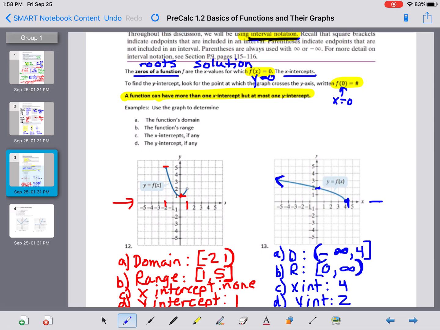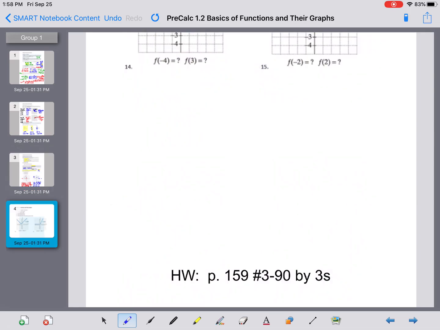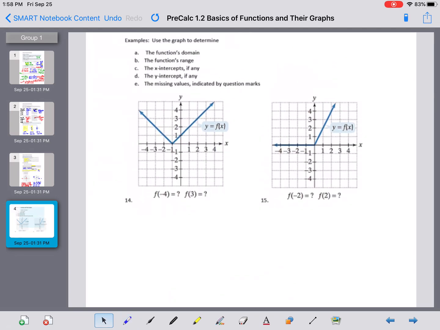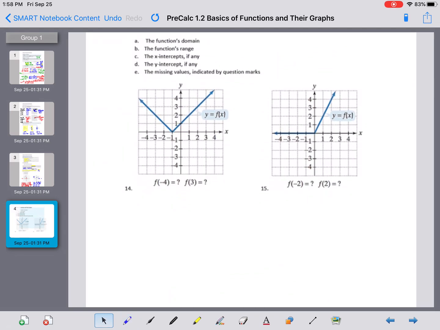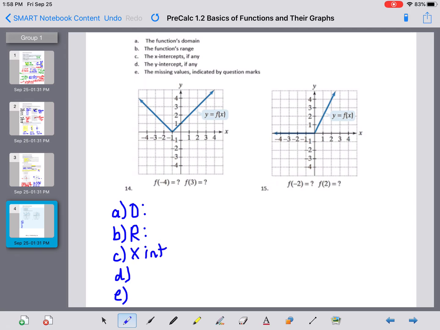One more page here, and just a little bit more basically of the same thing. I'm just going to give a few more answers to these. Okay, so you'll notice I'm given 5 answers now. All right, so domain again, range again, x-intercepts, y-intercepts, and this time the missing values.